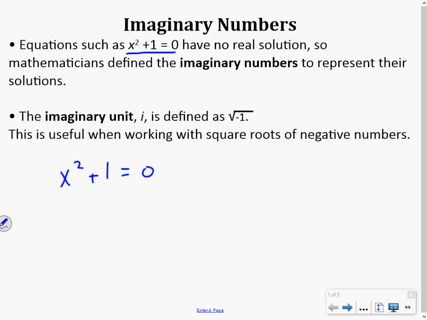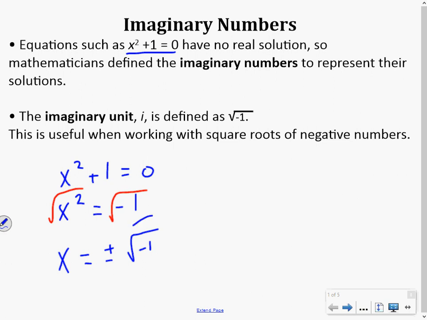So we're going to get x squared by itself, square root both sides, and that's where we have an issue. We can't take the square roots of a negative number.